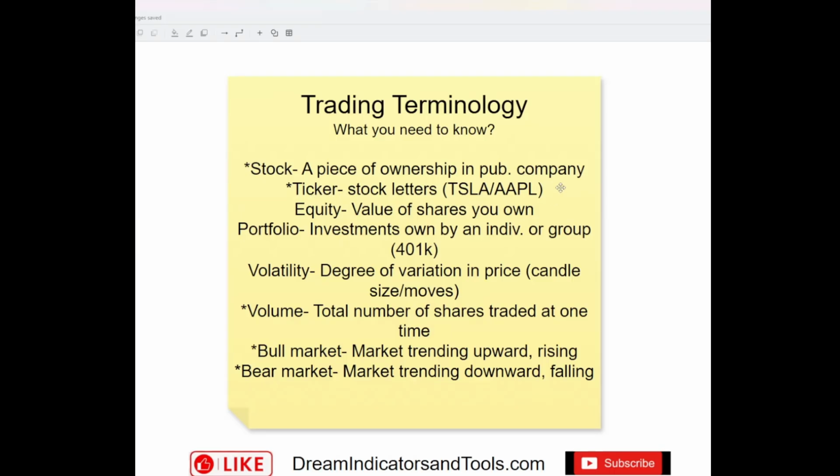So with that in mind, you have what we call a ticker. So all of those things that we just looked at are the stock letters that represent said business. TSLA, Tesla, AAPL, Apple, etc.